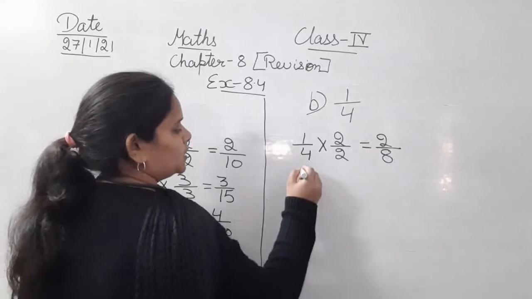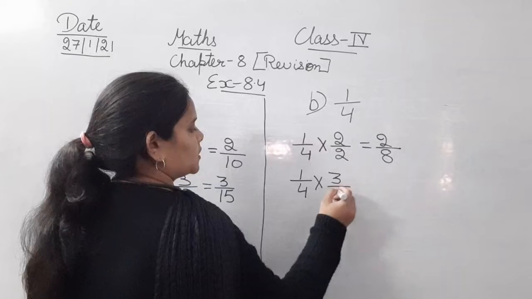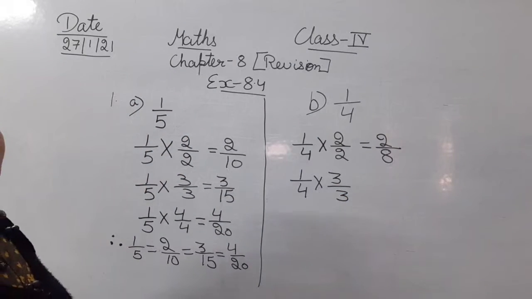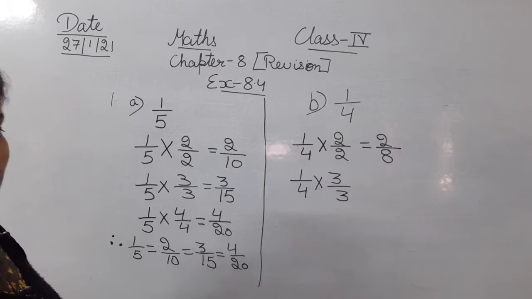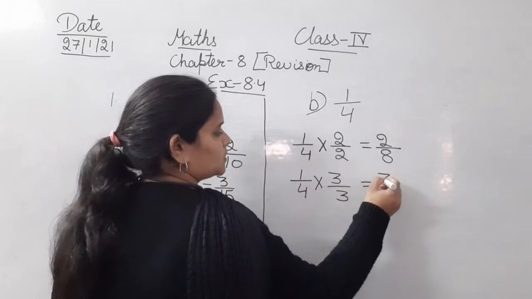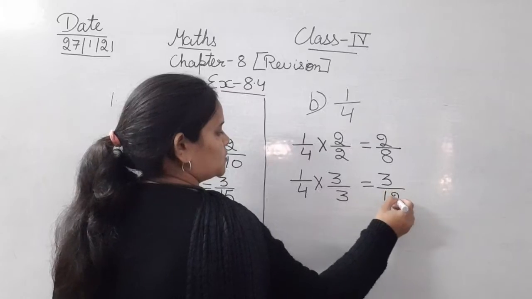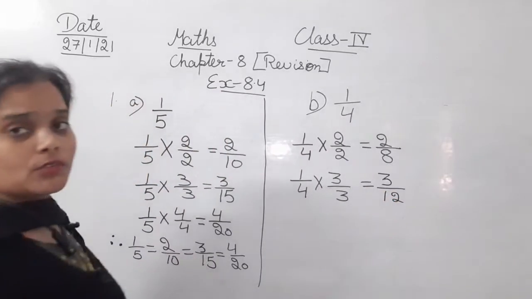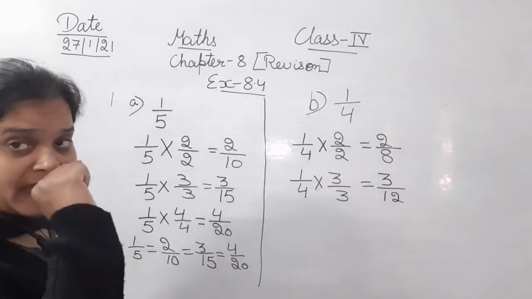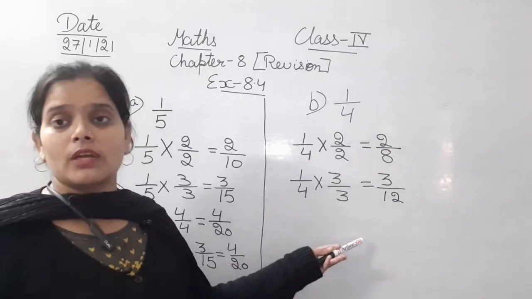Clear? Now let's multiply 1 upon 4 with 3. Now we will multiply this given fraction with the next number, that is 3. 1 3s are 3, 4 3s are 12. So the next equivalent fraction that we have calculated here is 3 upon 12. So now we have the second equivalent fraction.